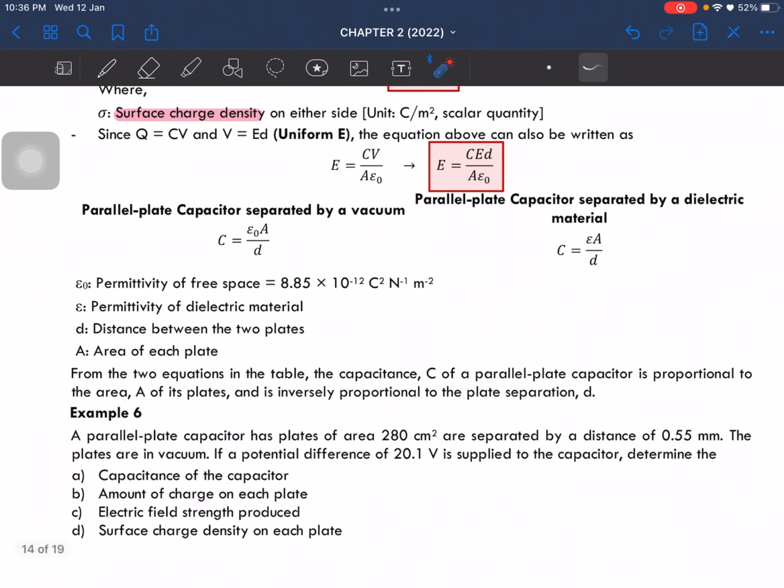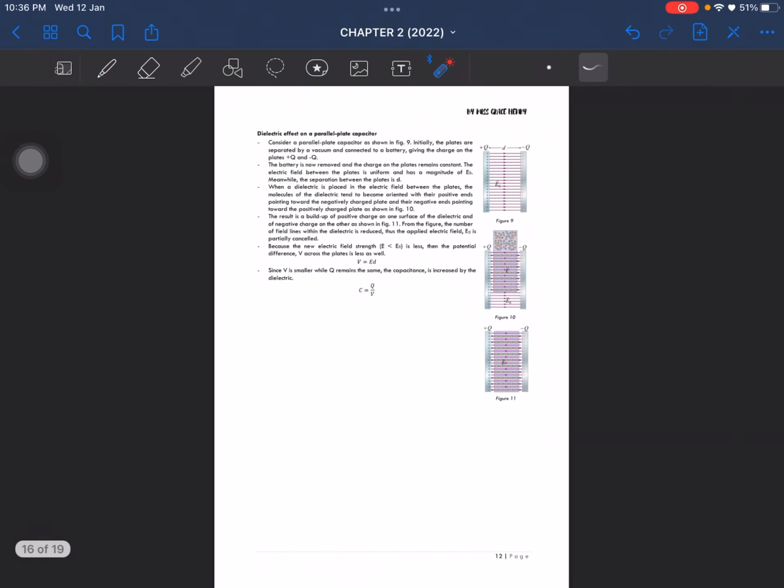From these two equations, the capacitance of a parallel plate capacitor is proportional to the area of the plates and inversely proportional to the plate separation. So if the area of the capacitor is bigger, then the capacitance is also greater, and vice versa. Alright, so let's move on.